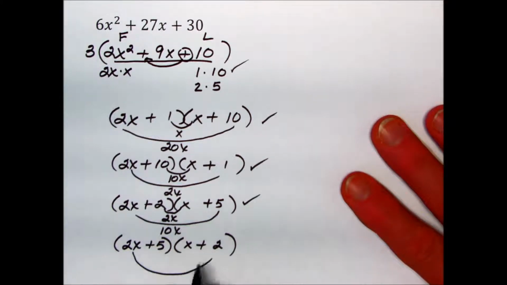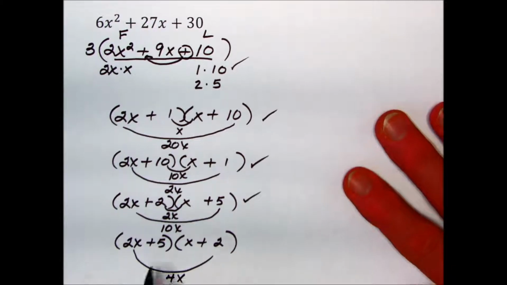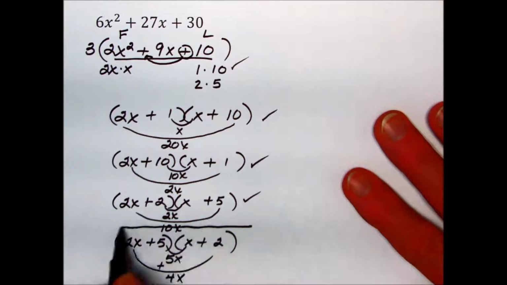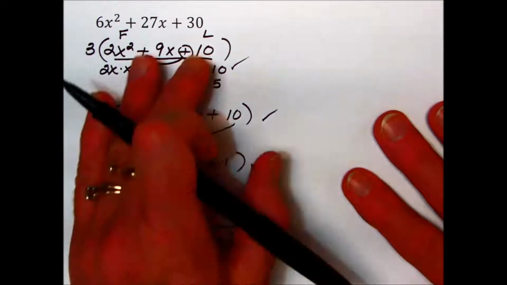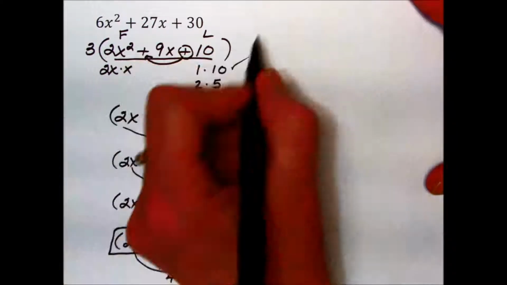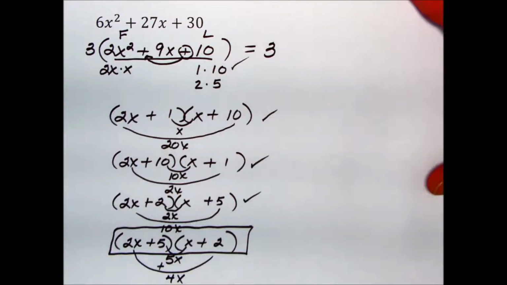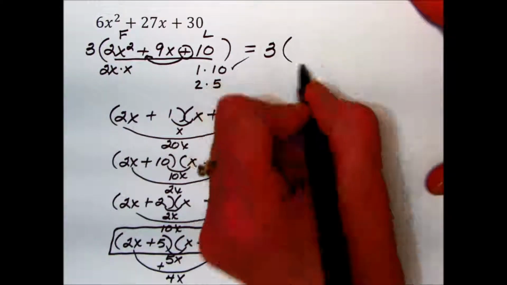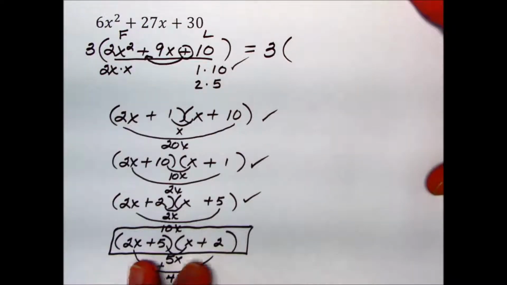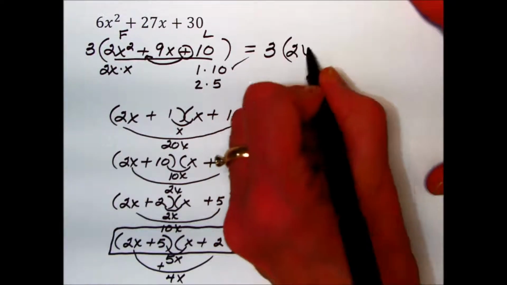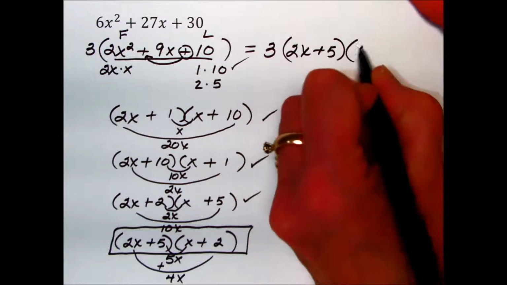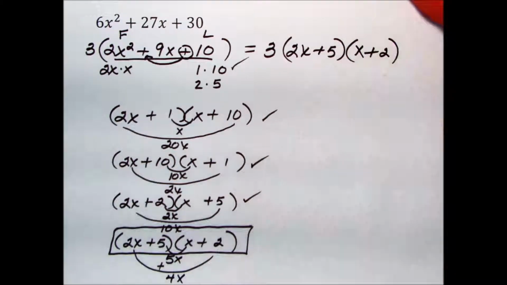And let's see, does it work? Outside, we get a 4x. Inside, we get a 5x. Those would add up to be the 9x that we're looking for. So we found the factored form for this trinomial here. So our final answer will be the 3 that we factored out as the greatest common factor initially, and the trinomial factors into 2x plus 5 times x plus 2.